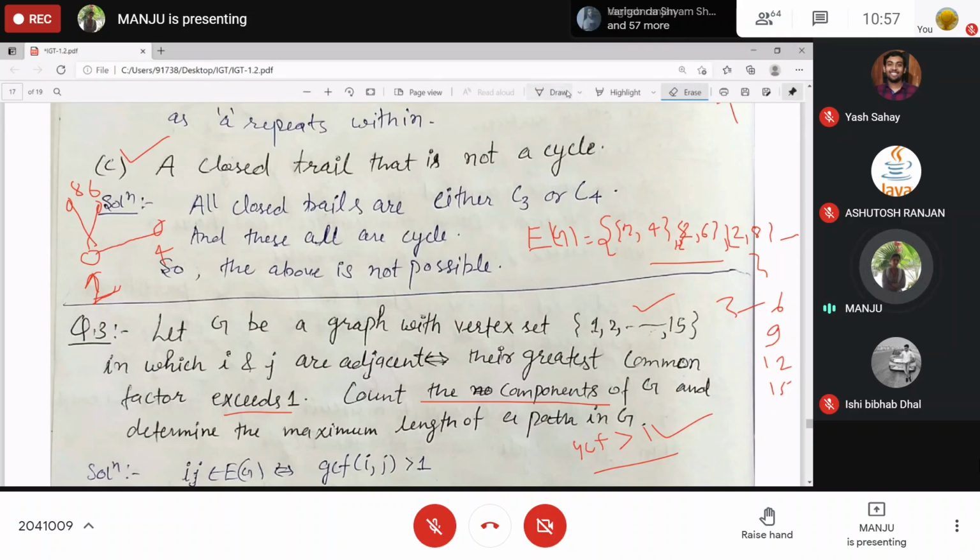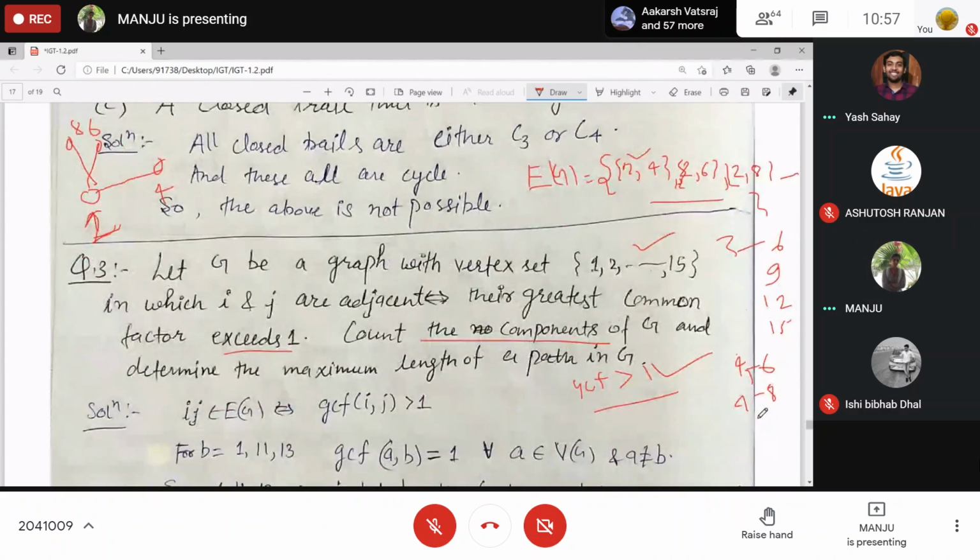What about 4? 4 will be adjacent with 2, that is already considered in the case of 2. 4 with 6, 4 with 8, 4 with 10, 4 with 12, and 14, right? Like this, 5 with 10 and 15, right? 6, 6 with all the even numbers.